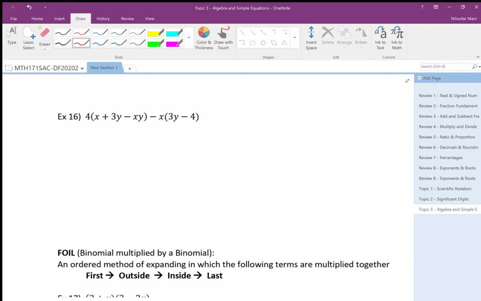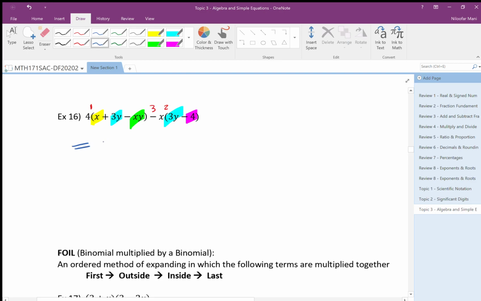One of them is x, one of them is 3y, one of them is xy. They are not like each other. So what should I do then? I do this first, I do this next: BEDMAS, multiplication first, and then this.